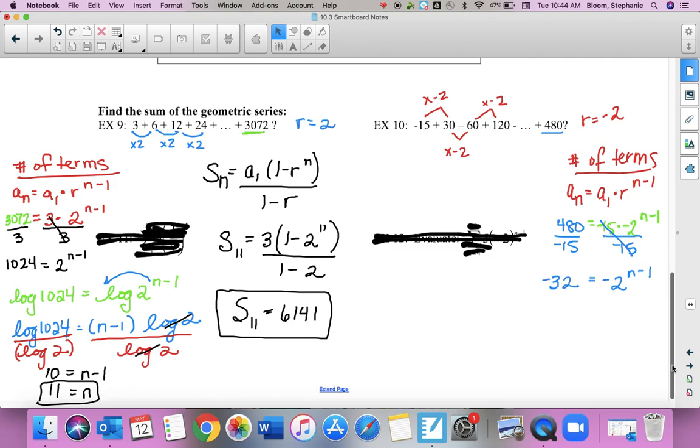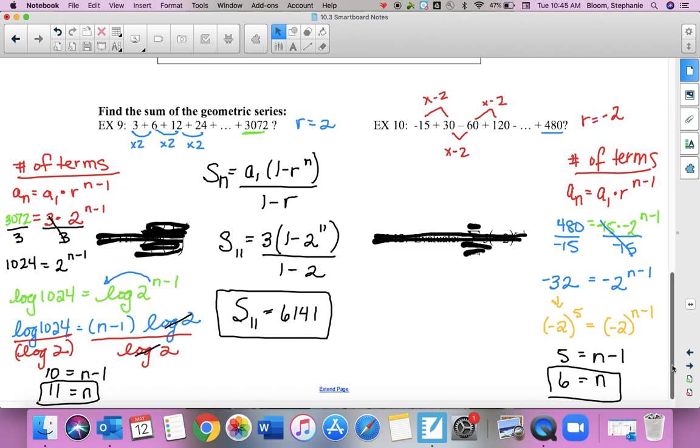Now, you can't log a negative number, but remember the other option: can I make a 2 and a 32 have the same base? Well, yeah, 32 can go down to a base of 2 five times. So I have this, keep that negative 2 there. Then I can drop those bases and set the exponents equal to each other. So the number of terms I have is 6 terms.